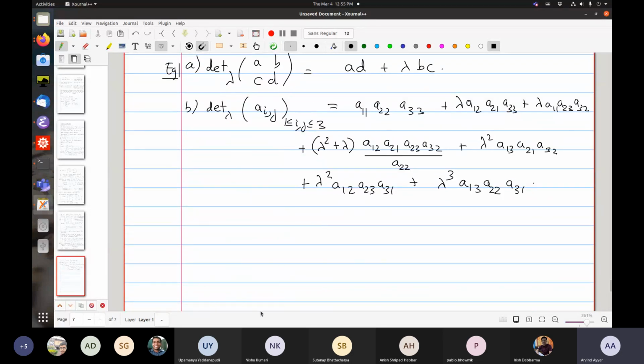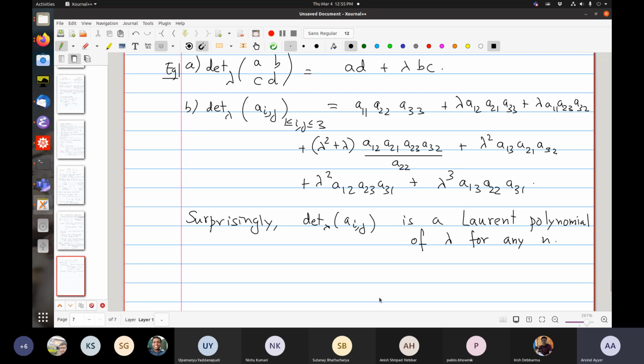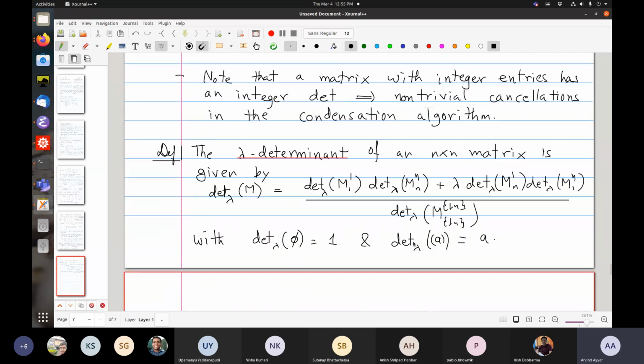But surprisingly, again, what happens in general, det lambda of Aij is a Laurent polynomial. It's not a rational function of lambda. I mean, it is, for any n. See, this kind of motivates this definition.